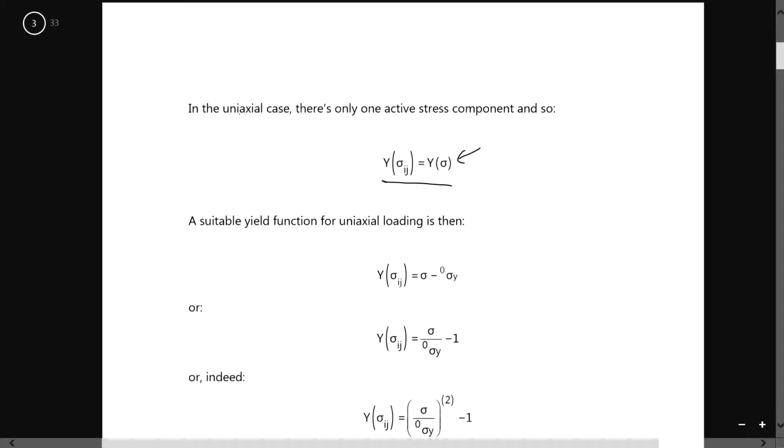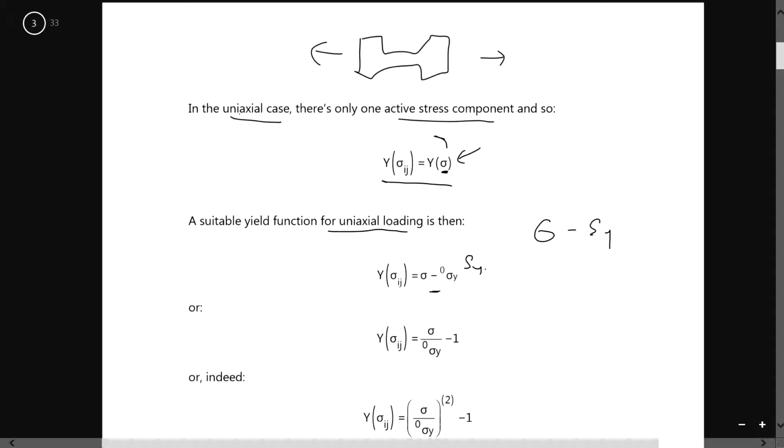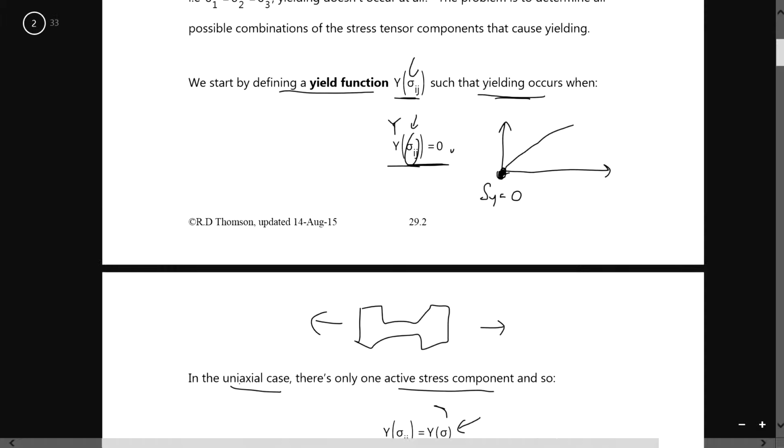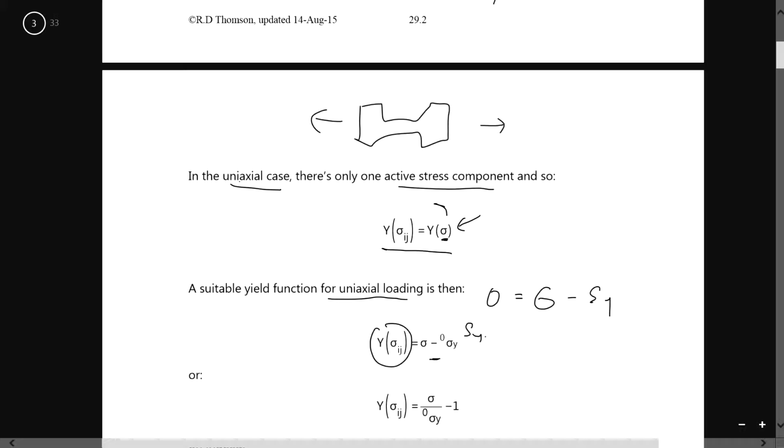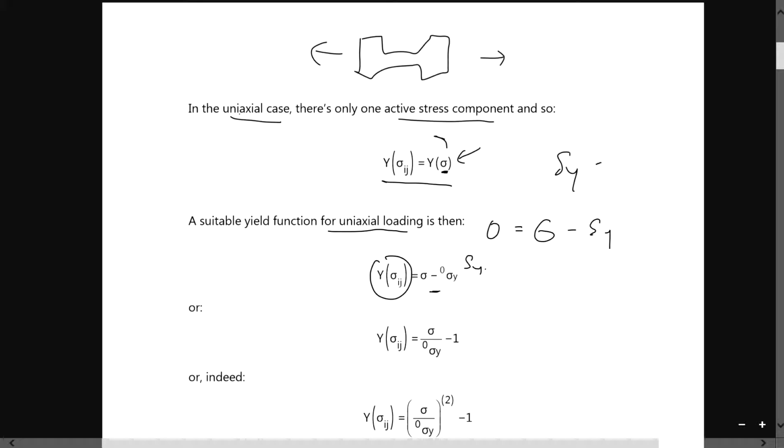If you have a uniaxial case, meaning you are pulling in just one direction, so one active stress, then for uniaxial loading, instead of just the pure stress component, you subtract your yield strength. So your stress minus your yield strength will be equal to this function, which, if you still remember, is equal to 0. And therefore from here you can simply say that the Sy is equal to your sigma.